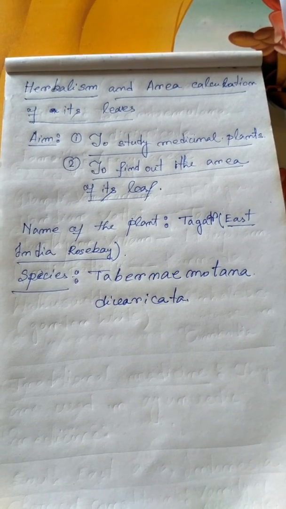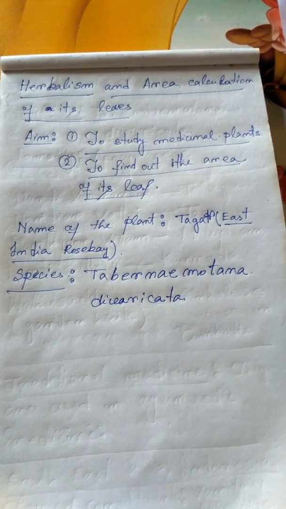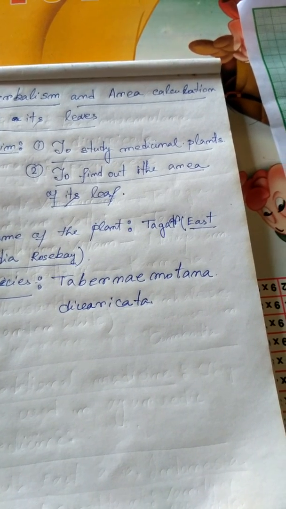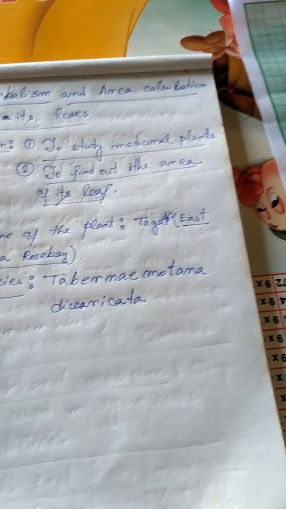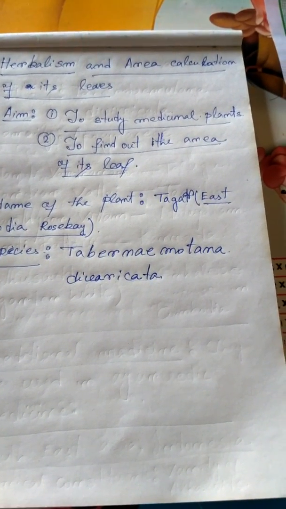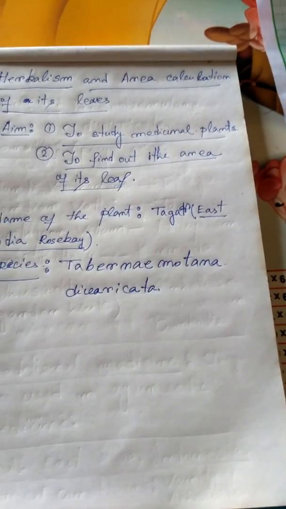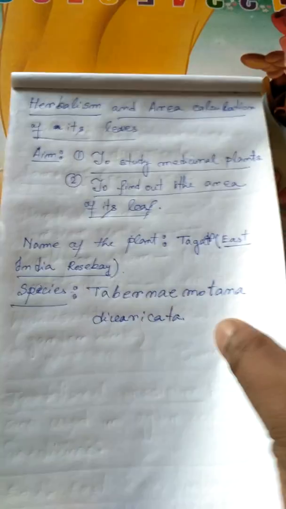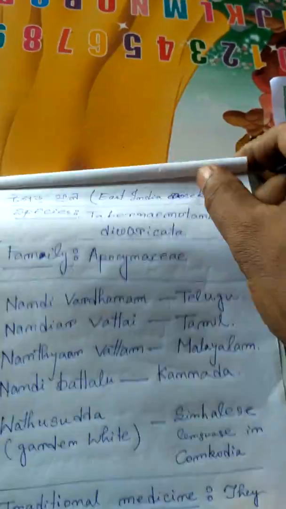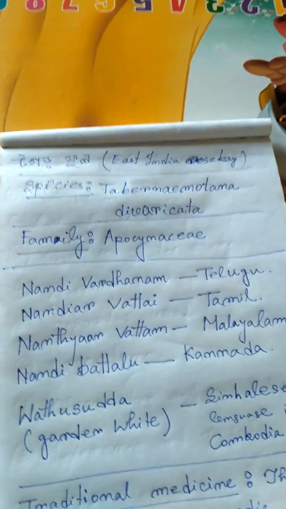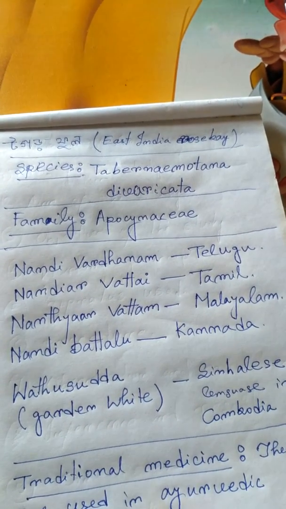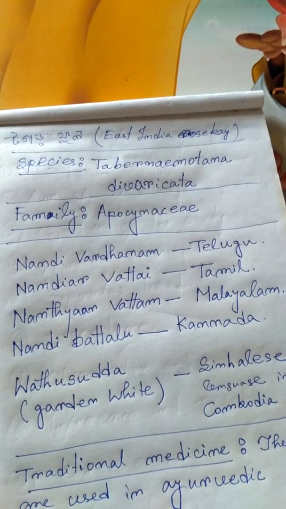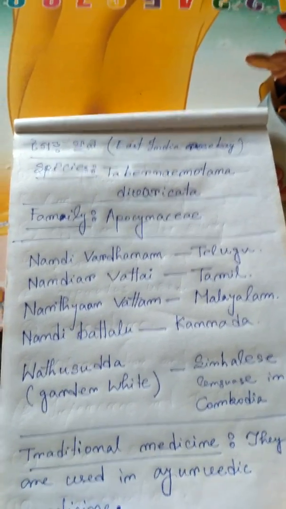Now you have to mention the species, that means the scientific name. So it is Tabernaemontana divaricata. Okay, so you have to mention the scientific name. Different plants will have different scientific names, so you have to mention it. Okay, now you have to mention the family. Okay, so here the family is Apocynaceae. Okay, so you have to mention the family, and then the alternative name.